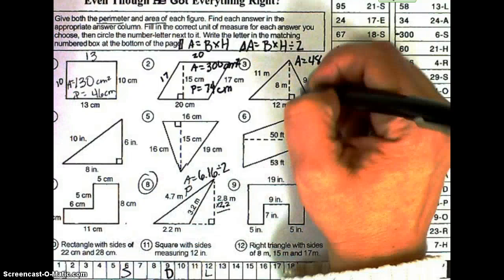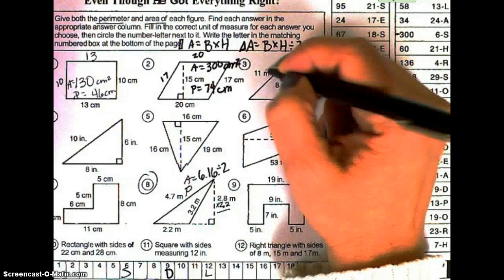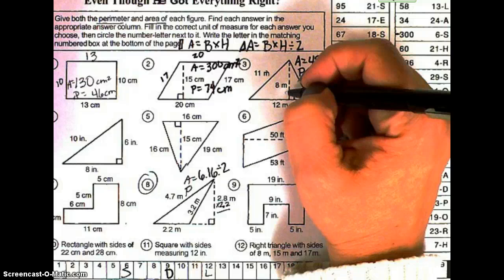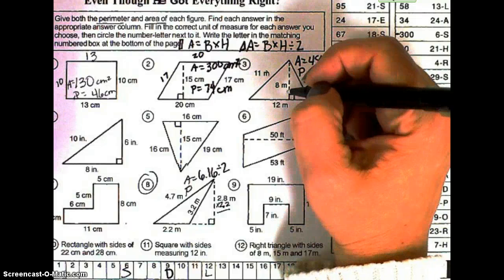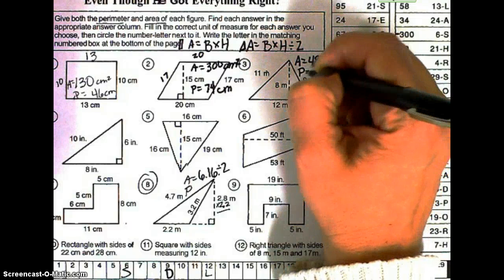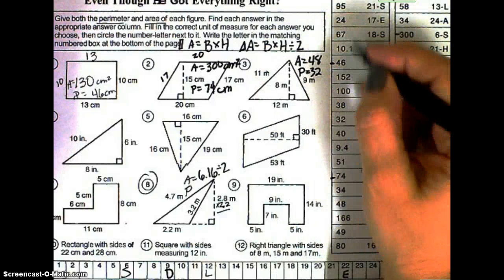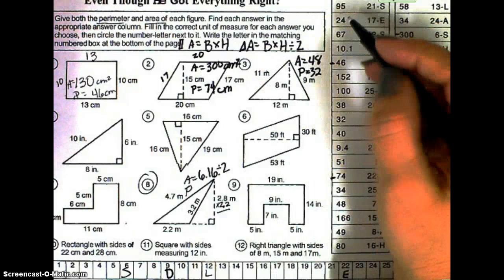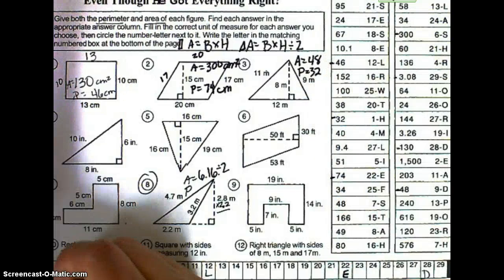That was area. Perimeter, we add them all up. 9 plus 11 plus 12, and that will equal 32. So find your perimeters. There it is. Perimeter of 32. There it is. And so we'll find 1 and we'll put an H in it.